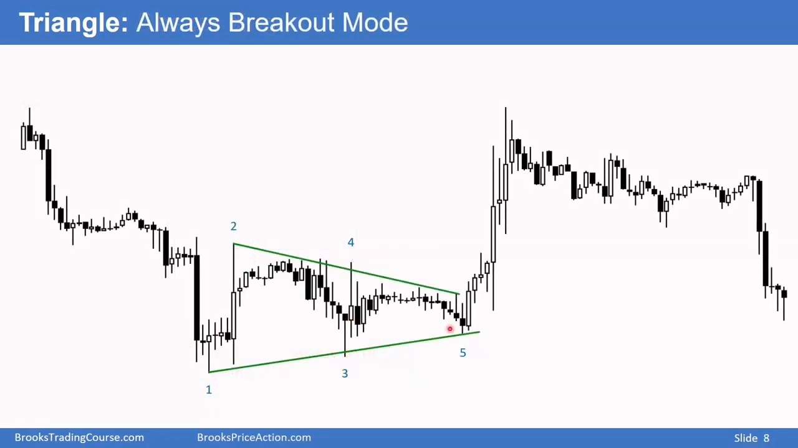Reversal up, reversal up, reversal up, 3 pushes down, and therefore I start thinking about a triangle. If it's mostly horizontal like this, I call it a triangle. If it's tilted down, I call it a wedge. If it's tilted up, I call it a wedge. If it's tilted down, I would be looking for a wedge reversal. If it's tilted up, I would look at it as a wedge bear flag and look for a bear breakout. Anytime you have a horizontal pattern lasting 20 or more bars, breakout mode, equal chance of a breakout up or down.